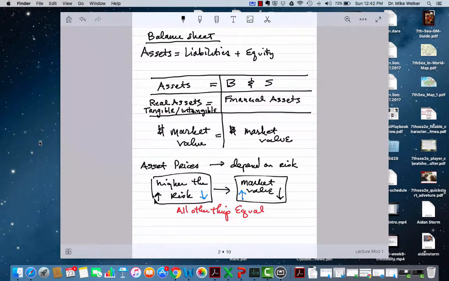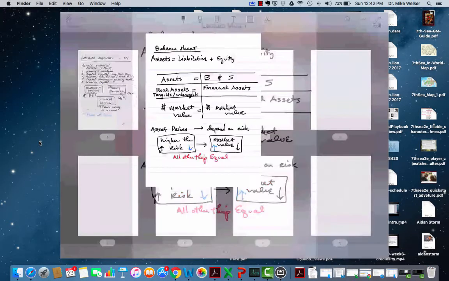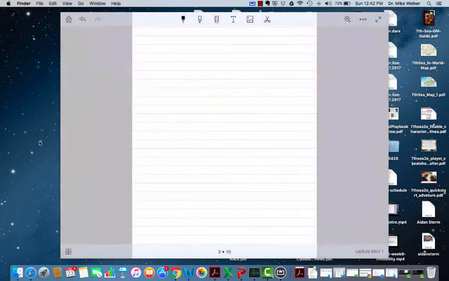So what are these financing decisions, what do they look like? What kind of decisions are being made? So financial analysis and planning.